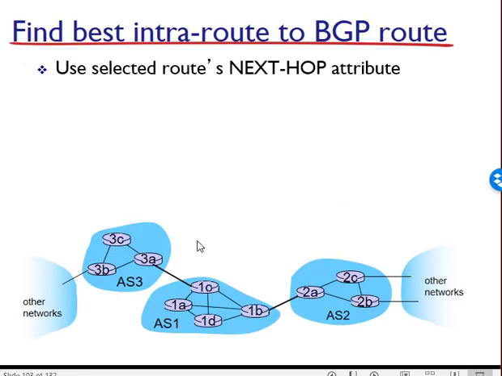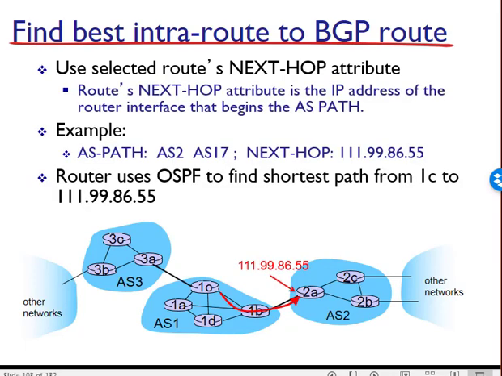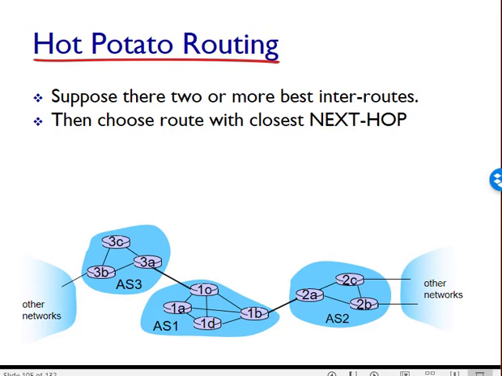For the remaining routes, the route with the closest next hop router is selected. Here, closest means the router for which the cost of the least cost path, determined by the intra-autonomous system algorithm, is the smallest. If you'll recall, this process is called hot potato routing.